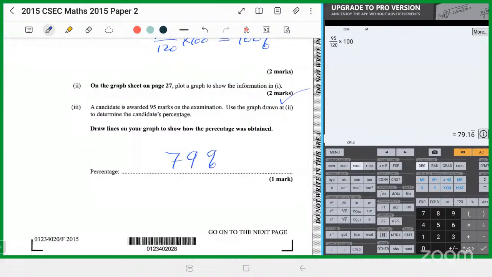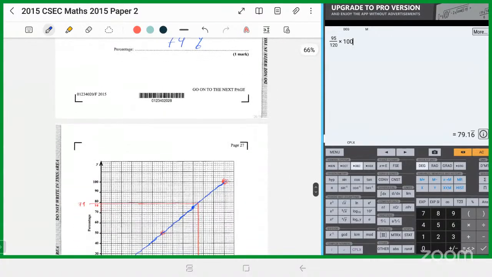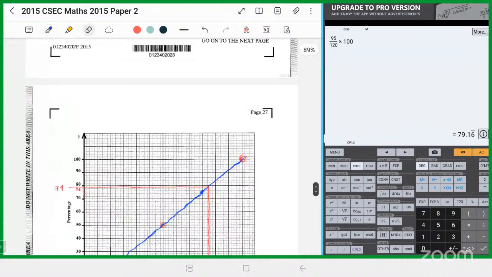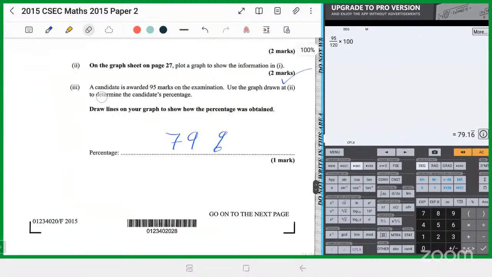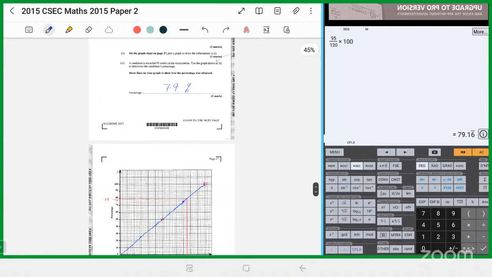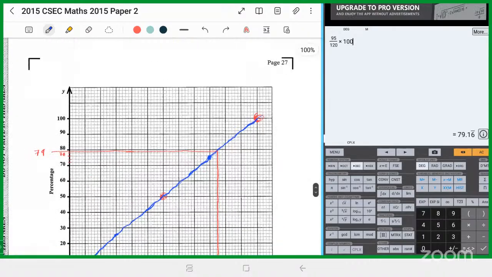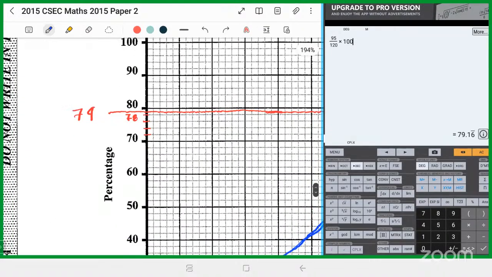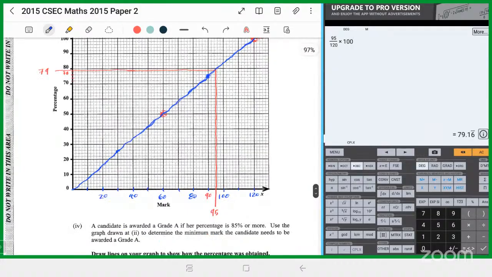Okay, 79%. And see, you have to show these lines. They're telling you, draw lines on your graph to show how you obtained it. So that's it. And I put the big 79 out here for the examiner to see where I'm getting it from, right? And I put 95 down here as well. The examiner can see all these things.